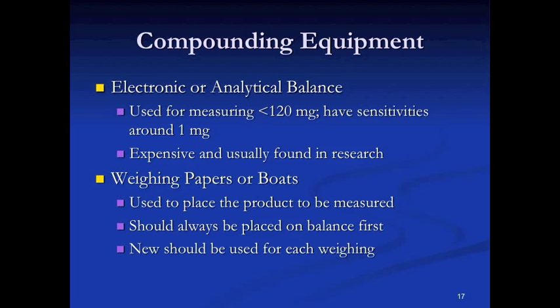Electronic or analytical balances are used for measuring amounts less than 120 milligrams. They have sensitivities of approximately 1 milligram. We have already alluded to the use of weighing boats and papers. They are used to place product on the balance.